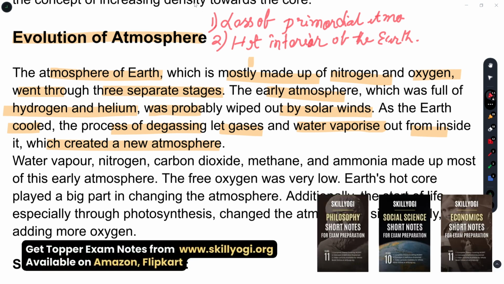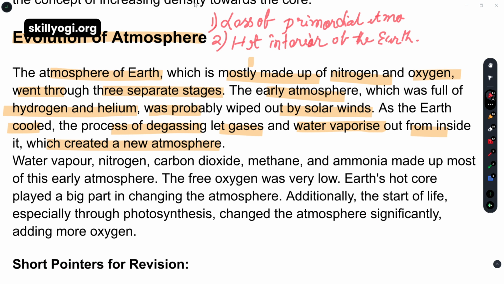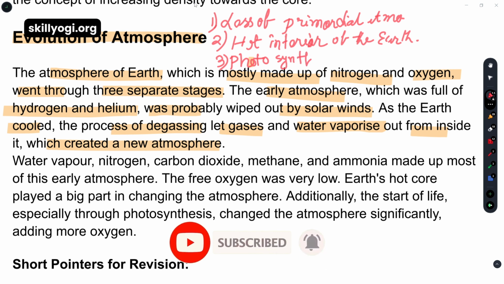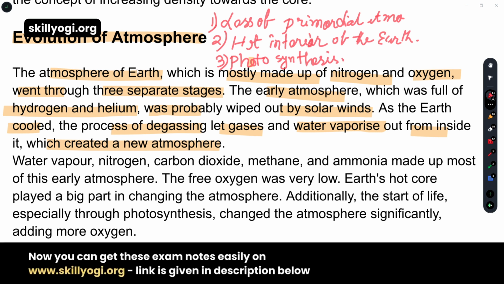And finally, the composition of the atmosphere was modified by the living world through the process of photosynthesis. That is the final point, which is called photosynthesis. Okay, so these were three points.